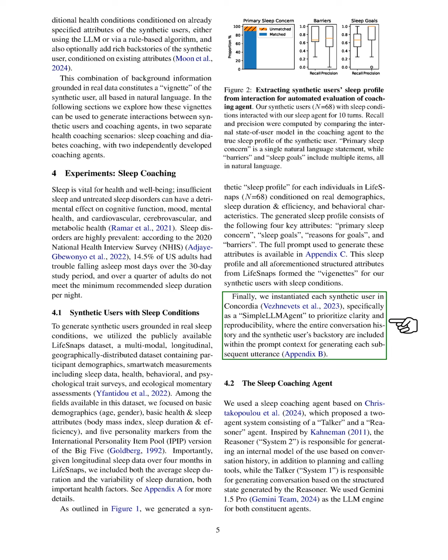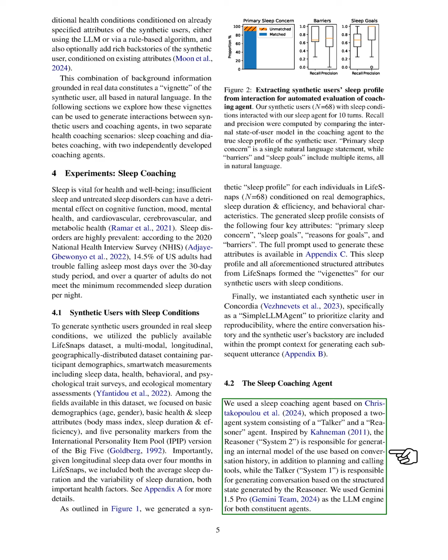Section: The Sleep Coaching Agent. In this section, we describe our sleep coaching agent, which is based on a two-agent system featuring a talker and a reasoner. The reasoner, or System 2, creates an internal model of the user by analyzing conversation history and planning actions, while the talker, or System 1, generates responses based on the reasoner's structured state. We utilized Gemini 1.5 Pro as the language model engine for both agents.